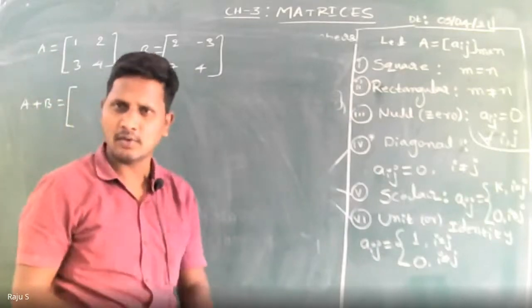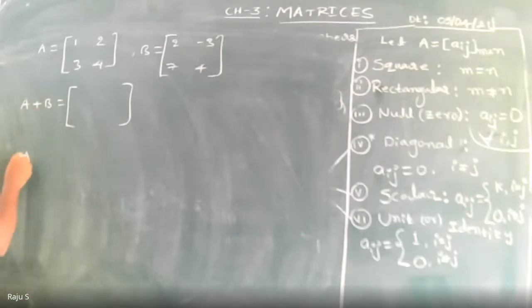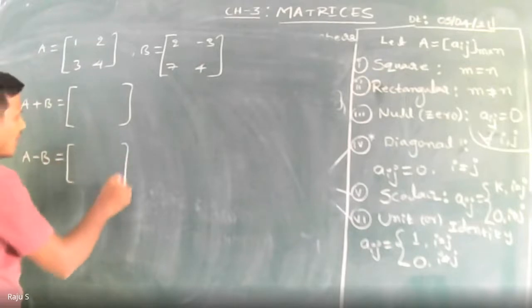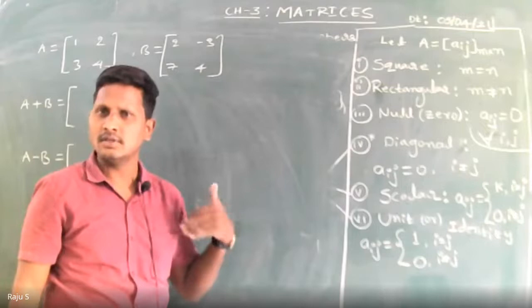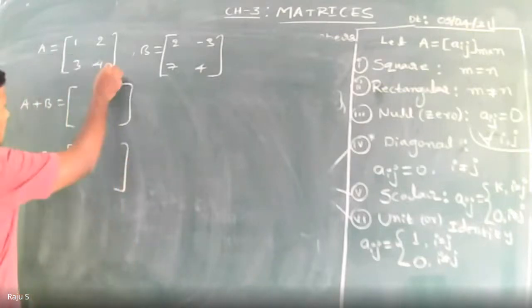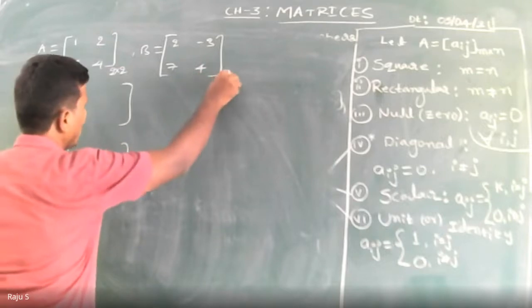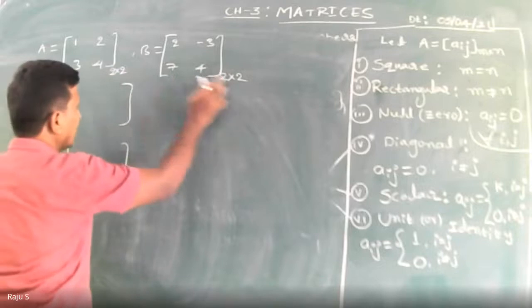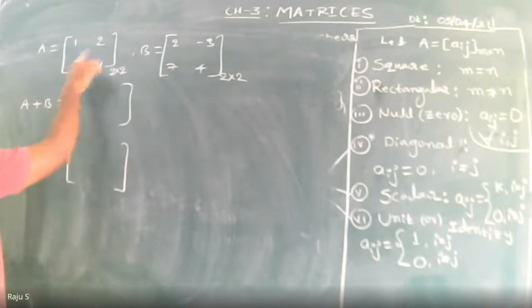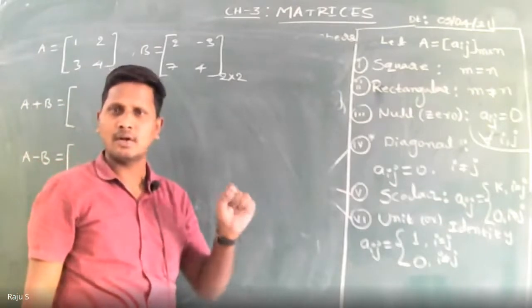First of all, we have to remember that whenever we want to add or subtract any two matrices, their orders must be the same. Here, what is the order? 2 by 2, because 2 rows, 2 columns. So the order is clearly the same, so for A plus B, now we can add the corresponding elements.